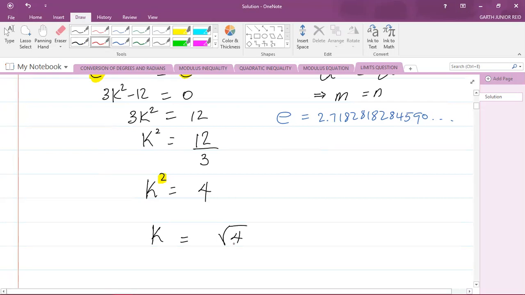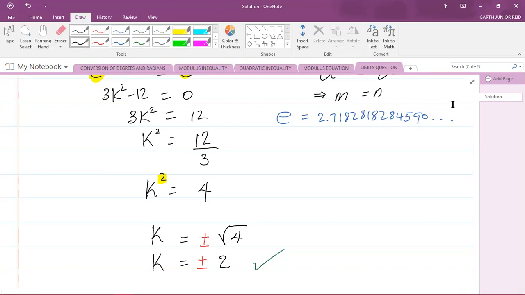Now you should know that whenever we take the square root of a number, it is going to be plus or minus in front. So plus or minus the square root of 4. So k is going to be equal to plus or minus the square root of 4, which is 2. So k is equal to plus or minus 2, and that is my answer there.